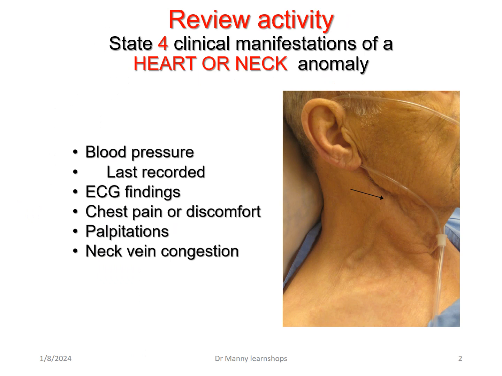So when we look at clinical manifestations of the heart or the neck in relation to the vascular system, anomalies could include the blood pressure when last recorded, ECG findings, chest pain or discomfort, palpitations, and neck vein congestion.